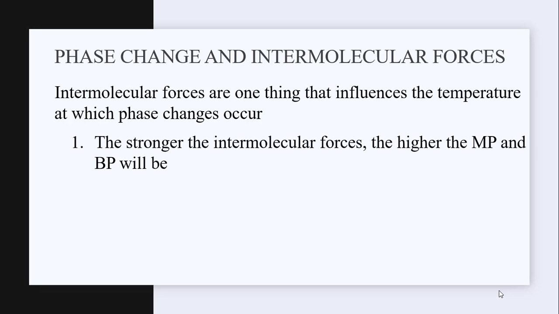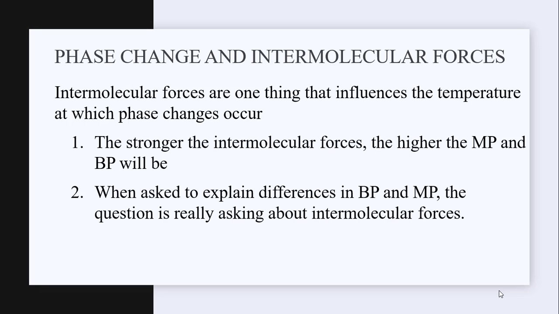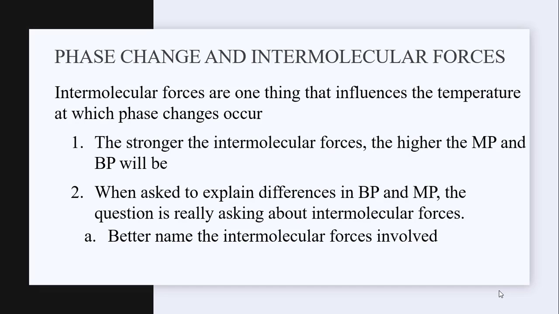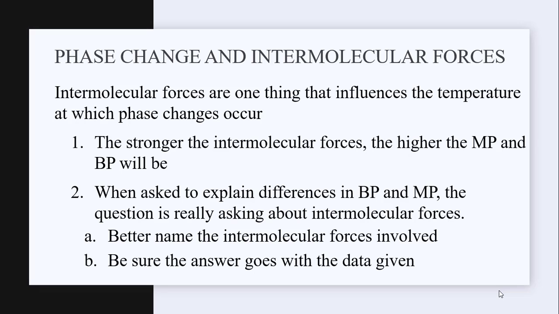The stronger the intermolecular forces, the higher the melting point and boiling point will be. If you're asked to explain differences in substances between boiling point and melting point, what the question is really asking about is intermolecular forces. Because of that, you better name the intermolecular forces involved, and you better be sure that the answer goes with the data given. So let's have a few examples.